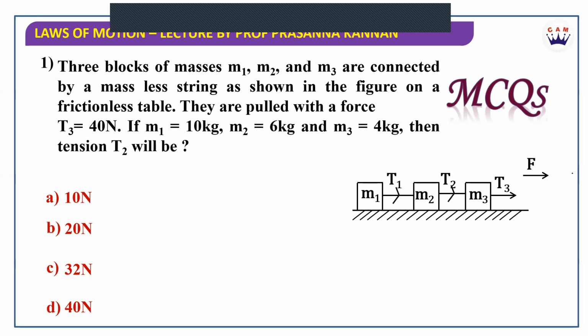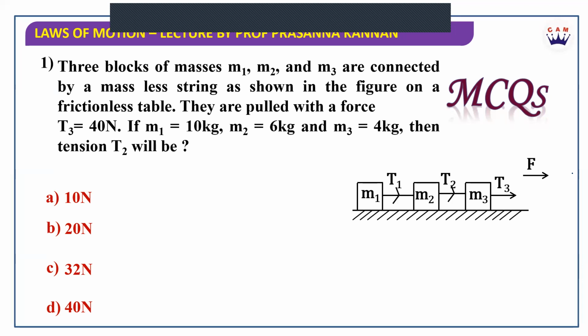Good. What is sum of all the masses? 20, right? What is force? 40. 40 divided by 20? 2. So acceleration is what? 2 meters per second square. Now, what is the expression for T2 we derived? M1 plus M2 into A. What is A? 2. What is M1? 10. What is M2? 6. So 10 plus 6 into 2, what is the answer?